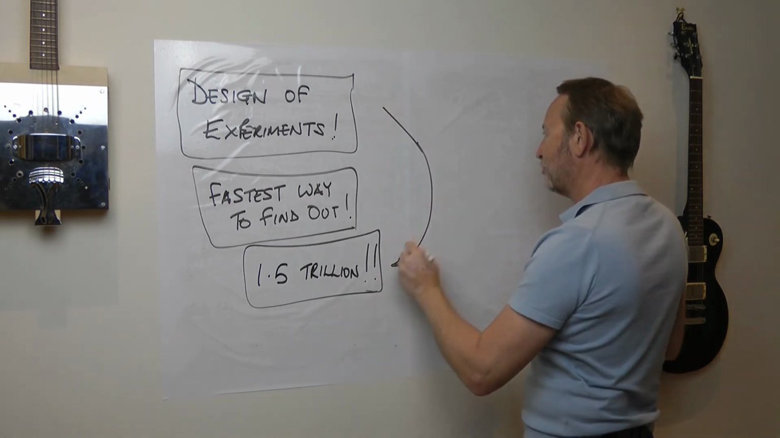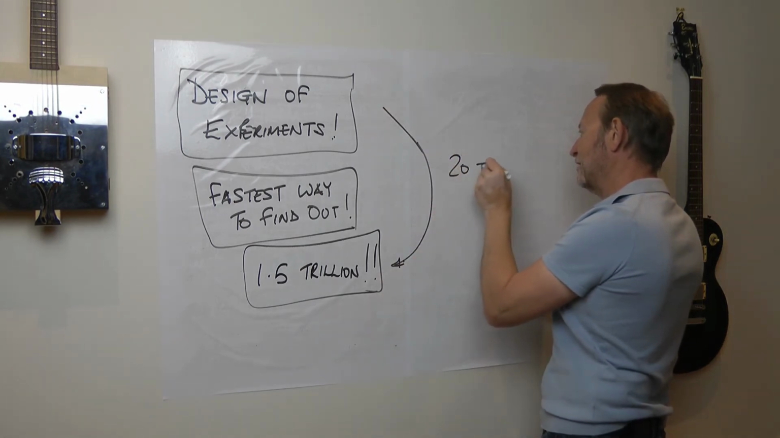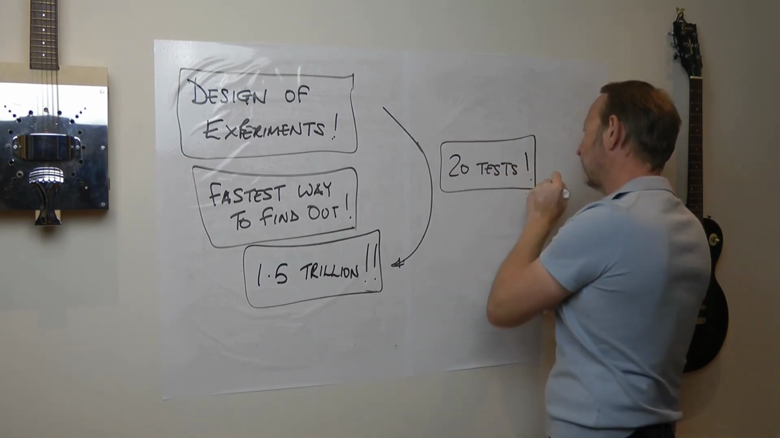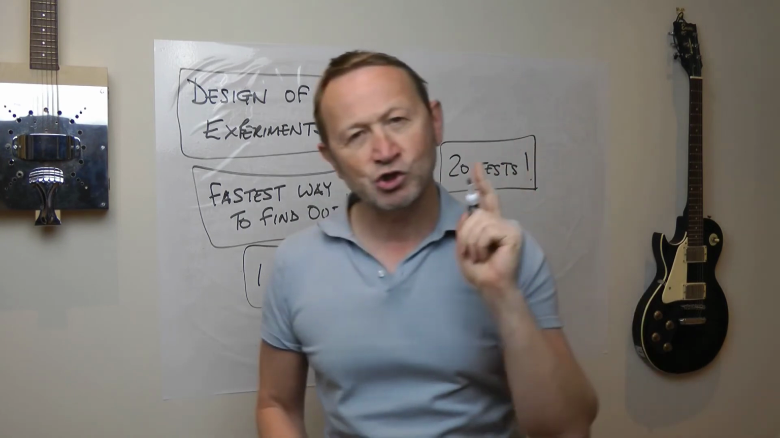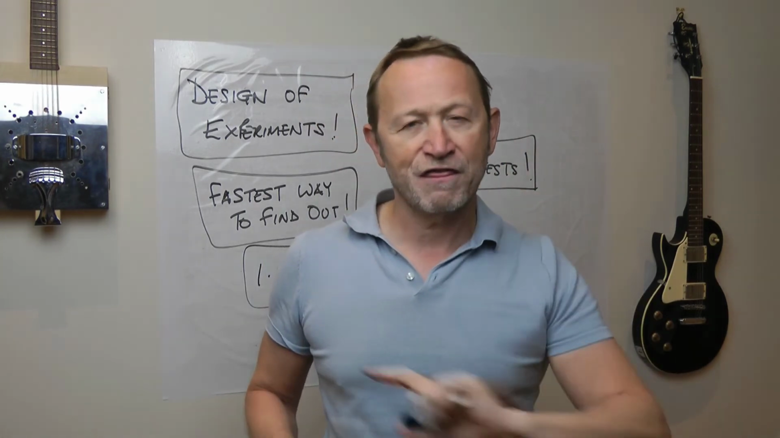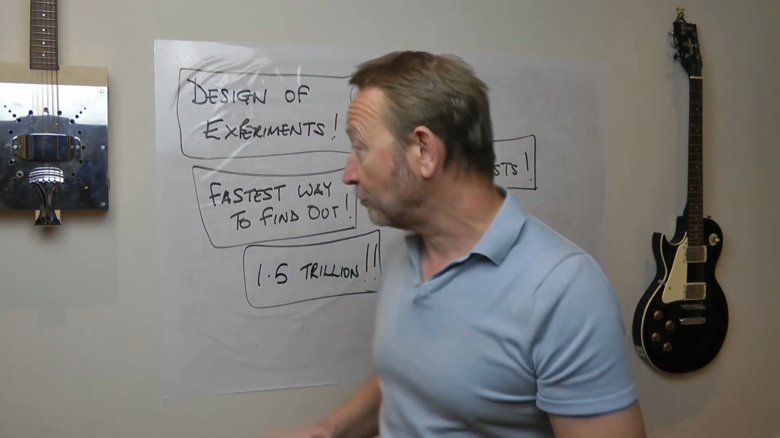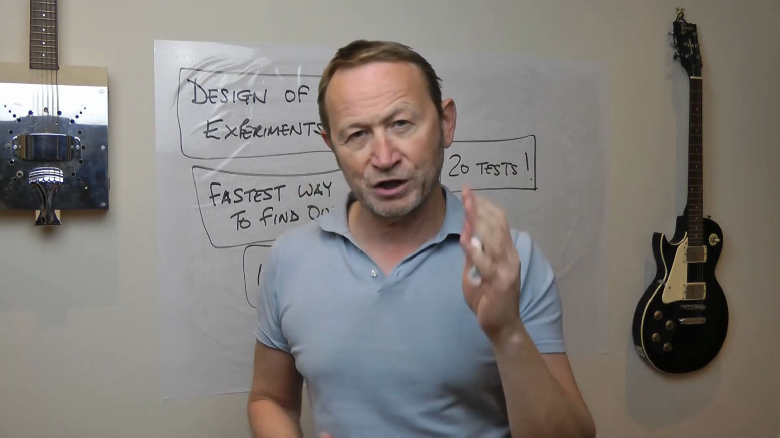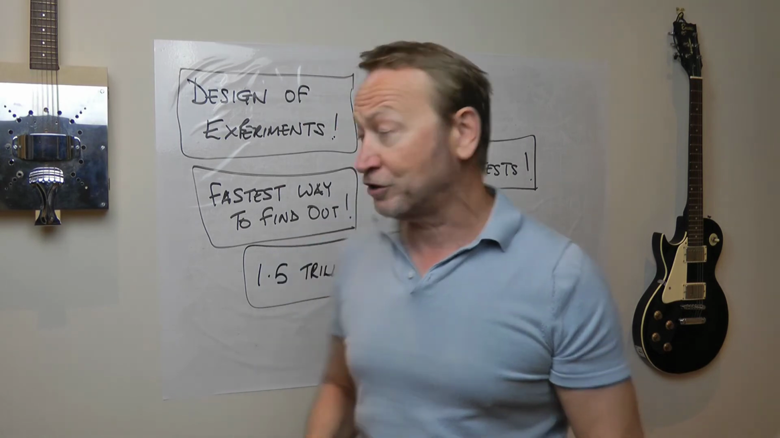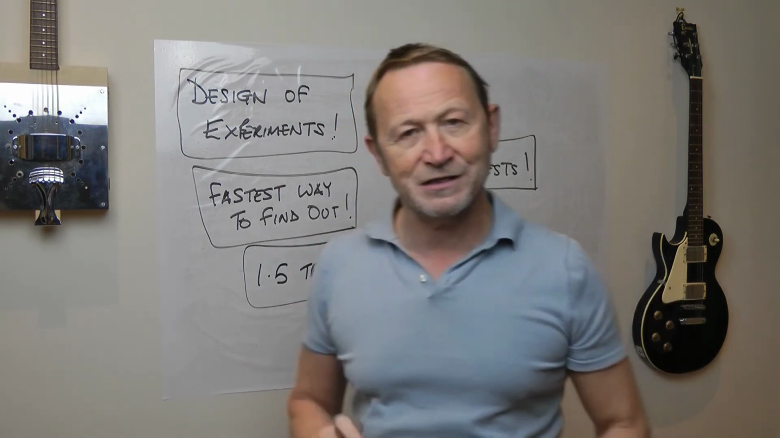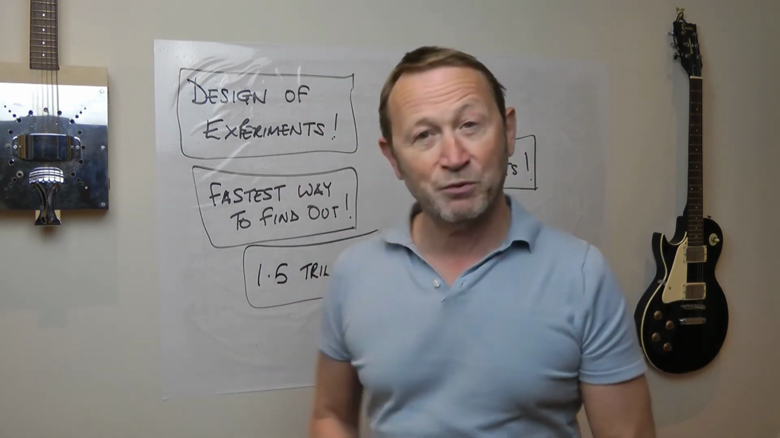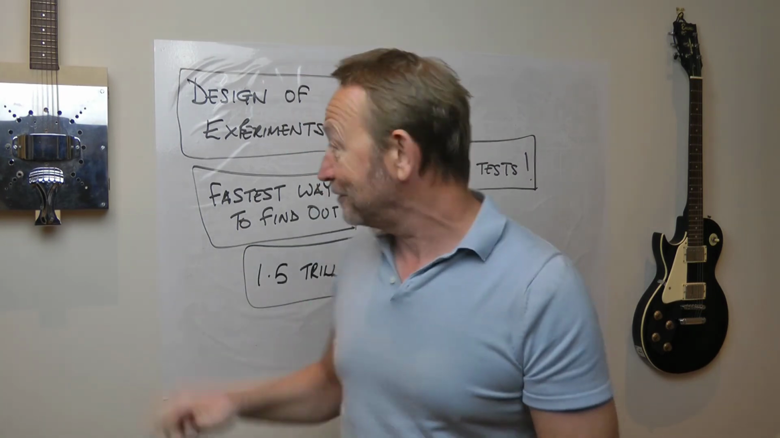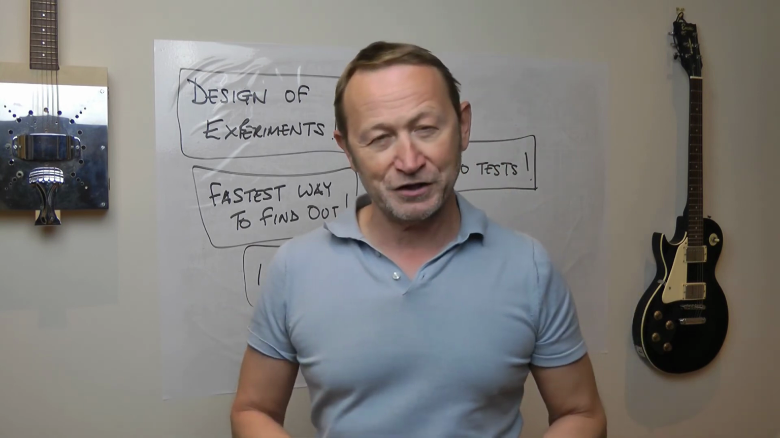How many tests does DOE want you to do? It wants you to do 20 trials. That's all, 20 trials. By the way, that case study is on my YouTube channel. If you want to go and search for molding perfection, you will see those 20 tests run on those 1.5 trillion combinations, and you will see what they learned. It's the fastest way to find out.